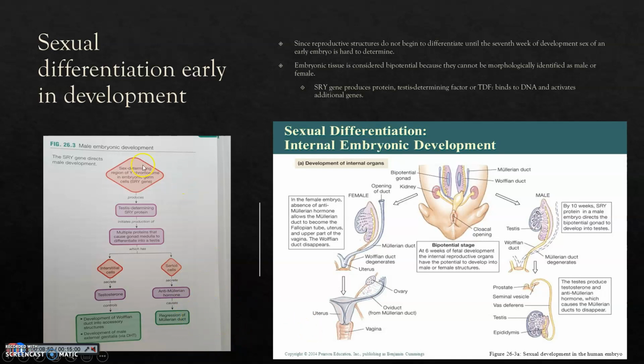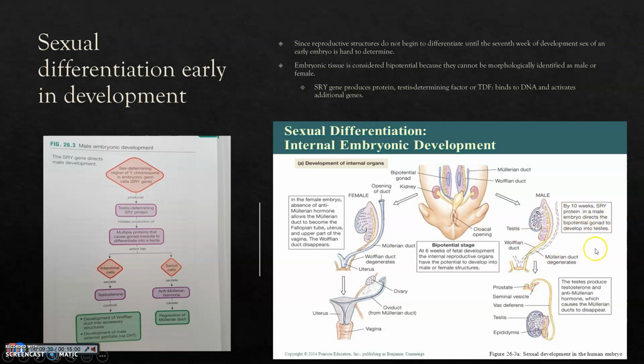And if we take this flowchart process and put it into an anatomical view here, we see at this bipotential stage, or 6 weeks of fetal development, the internal reproductive organs have the potential to develop male or female structures, right? We talked about that. So here we have the Müllerian duct, we have the Wolffian duct, we have our bipotential gonads here, we have the kidneys, and here we're going to break down the process, whether it's going to develop into a male or female. So let's go through the male first, since we have that flow chart over here, right?